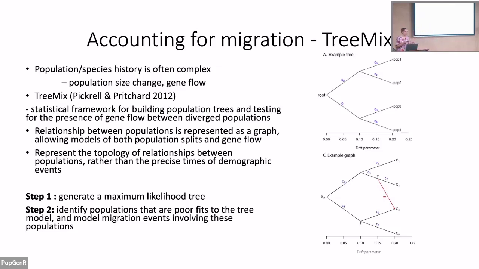But basically, MiiX generates the maximum likelihood tree, and then you give it different models or different numbers of migration events, and it estimates them on the tree, and you can compare between those models.